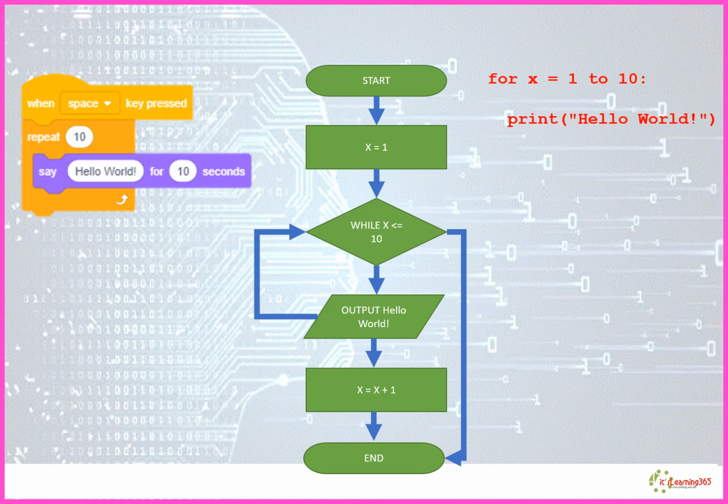It will then go through, print the text on the screen, increase X by 1, and then recheck to see if it needs to repeat the loop. Once the loop has counted up to 10, it will then finish going through the iterations and it will go straight to the end and the algorithm will finish.